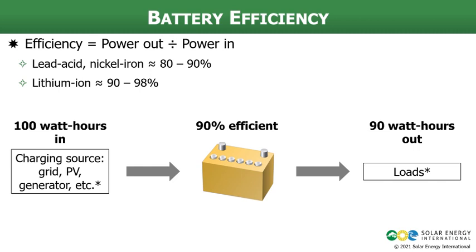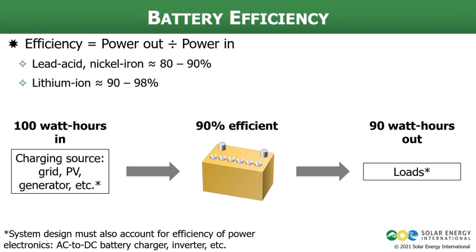The key here is that if I wanted to get 90 watt hours out of a battery that was less efficient, say a 75% efficient nickel iron battery, I would have to generate more than 100 watt hours into the battery to get the same 90 watt hours out. We need to take efficiency into account when we're designing our systems because you're not going to get everything out of the battery that you put into it.